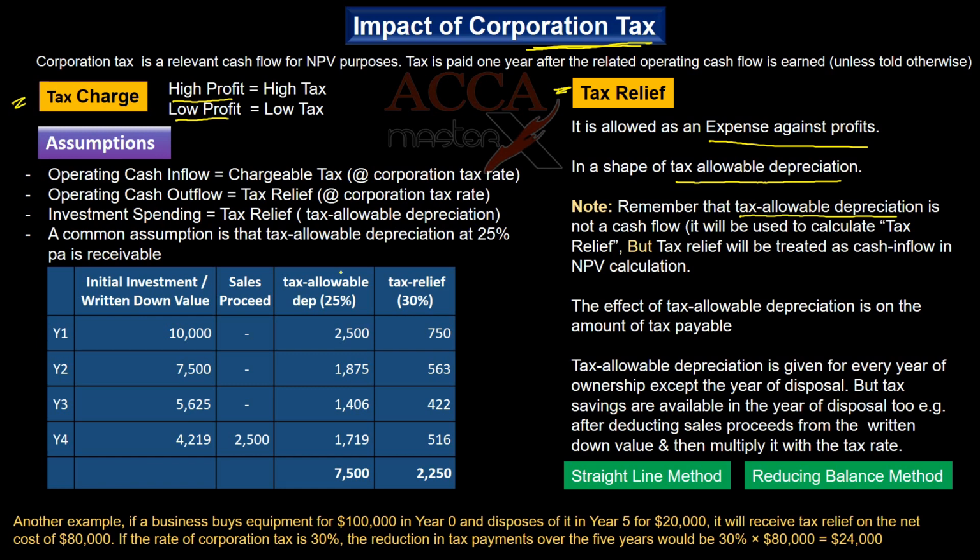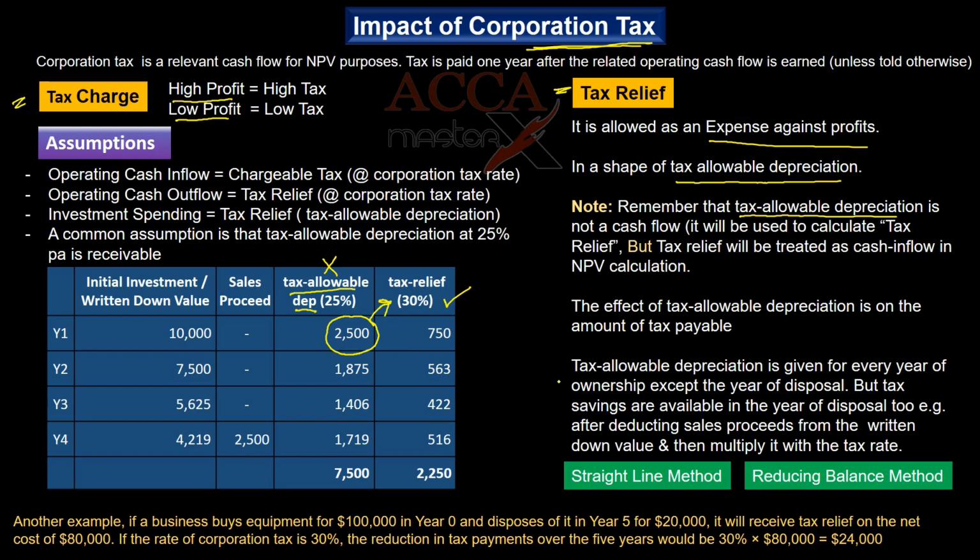Okay, here you can see we have a proforma related to our tax working. Here we will have initial investment or written down value, sale proceeds, then we have tax allowable depreciation. Now this tax allowable depreciation itself is not a cash flow item, and we will not include it in our NPV calculation. But based on this tax allowable depreciation, we will calculate tax relief, and this tax relief is relevant to the NPV calculation because it is a cash flow item.